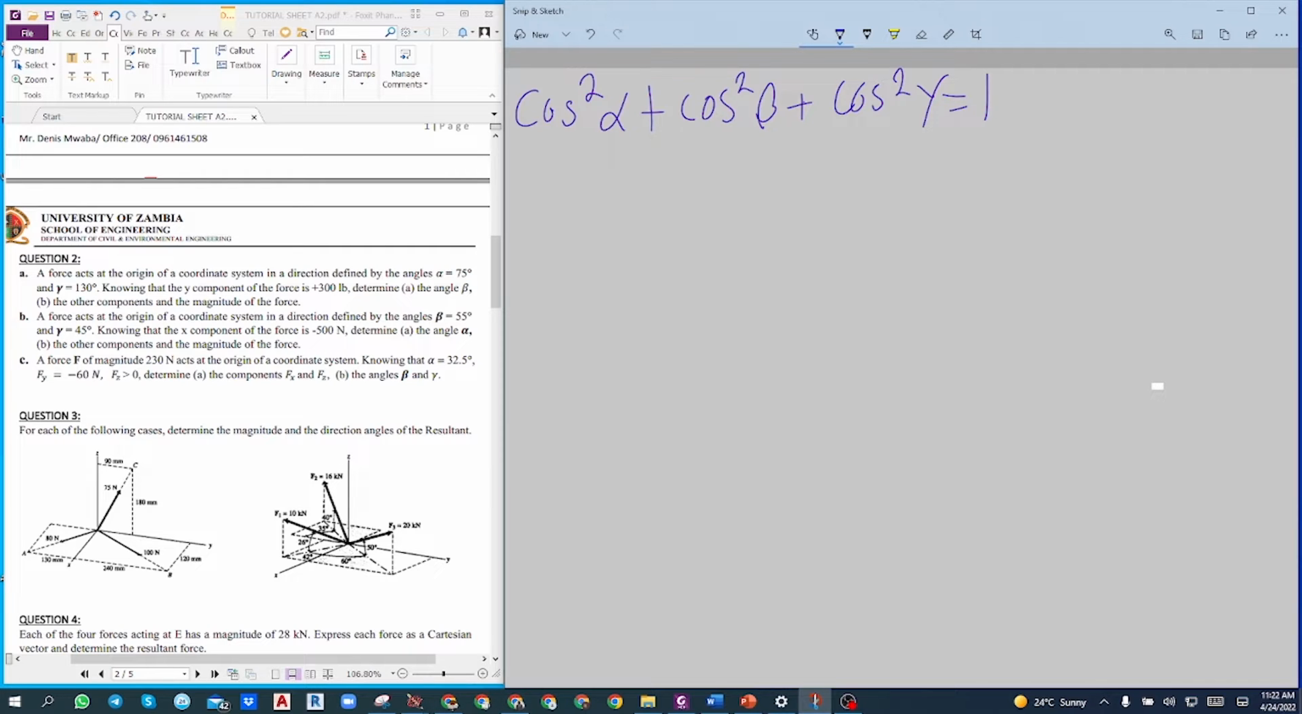So now let's use that, and we'll use it to find the angle beta, which is the direction cosine with respect to the y. We'll find beta. So we are saying cos squared 75 degrees, which we have been given for alpha, plus cos squared beta plus cos squared 130 is equal to 1.